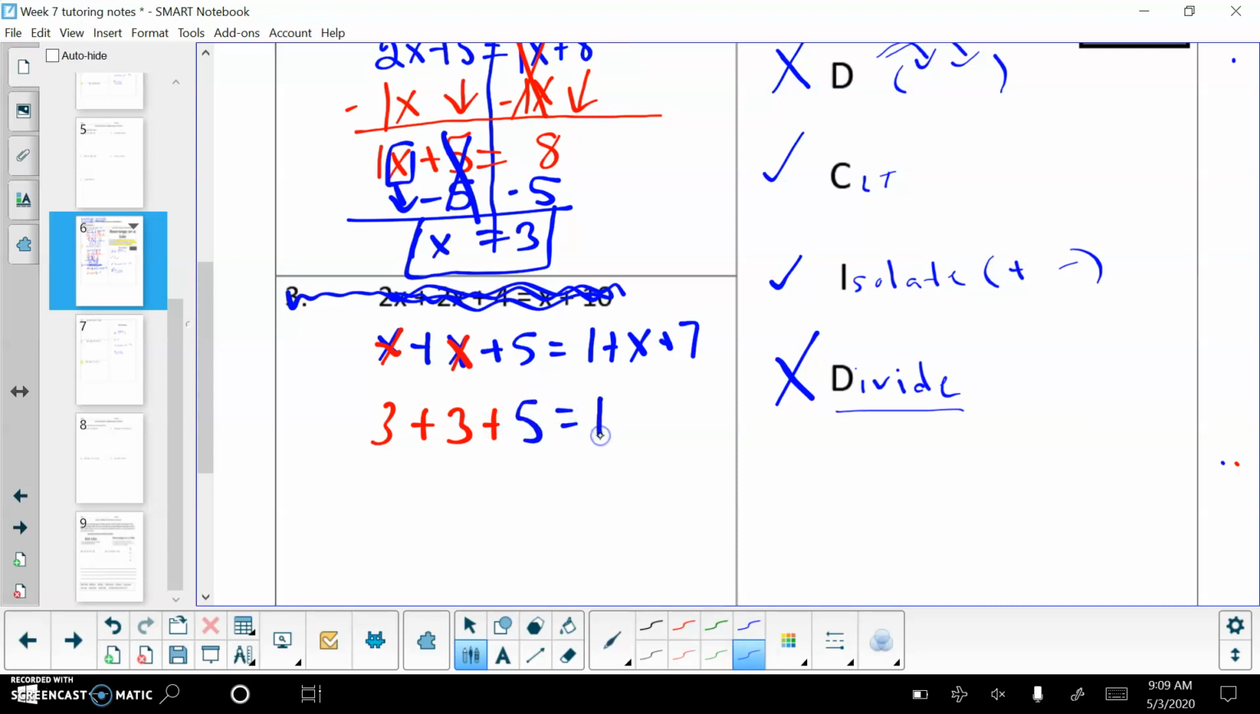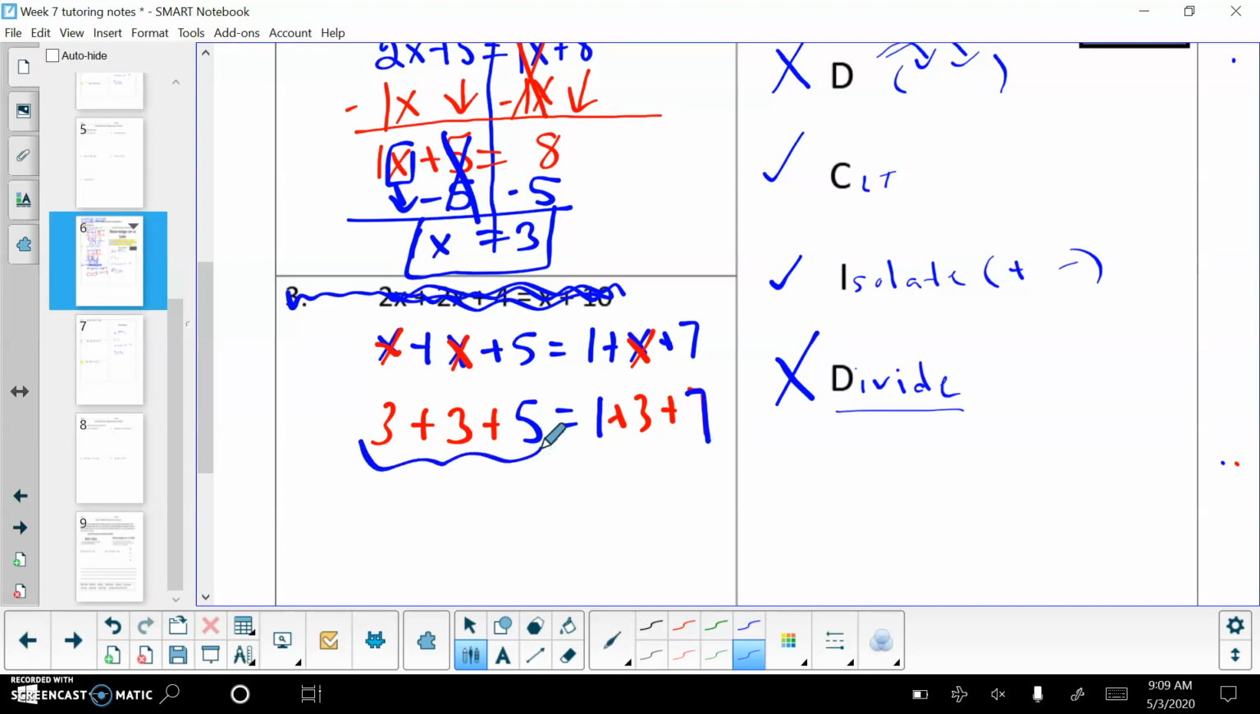That 1 is just a 1, so I'm going to leave it. But in place of this x, I'm going to put a 3. And the 7 is just a 7, so I'm going to leave it. I want it in blue. Okay. Now I'm going to add up the sides.